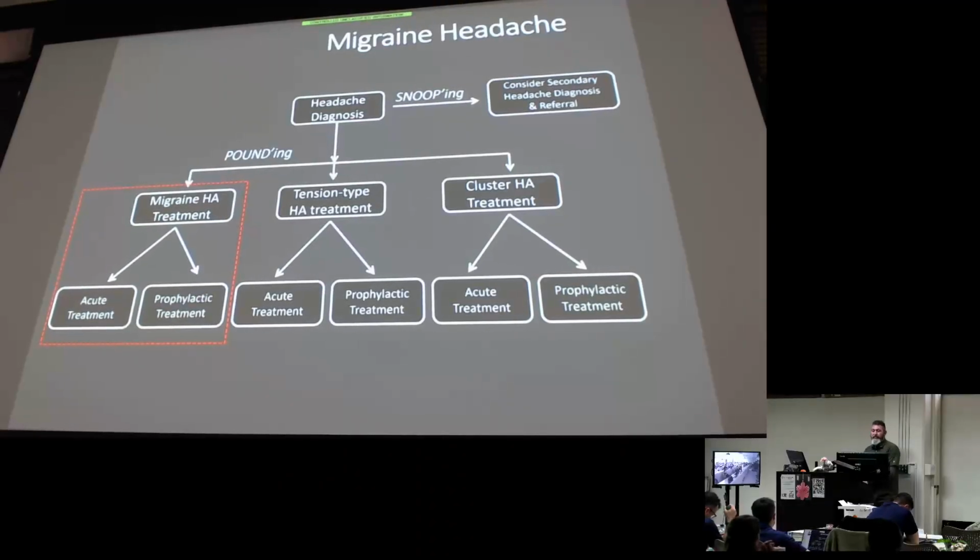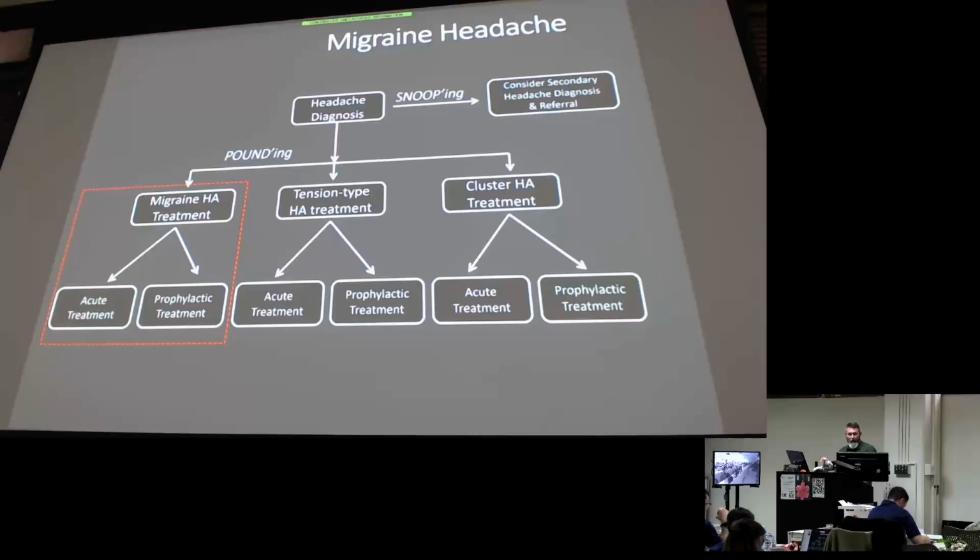So here is just an algorithm. You see on the top right, we're saying our patient presents with headaches, and if the SNOOP acronym helps us classify it and it's not falling under the pounding acronym, then we need to consider secondary headache diagnosis, something else causing it, and we refer or work up what the underlying condition may be.